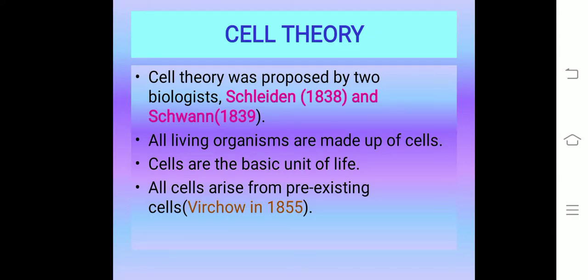Cell theory. Cell theory was proposed by two biologists, Schleiden in 1838 and Schwann in 1839. According to this theory, all living organisms are made up of cells, and cells are the basic unit of life. This theory was further extended by Virchow in 1855 by suggesting that all cells arise from pre-existing cells.